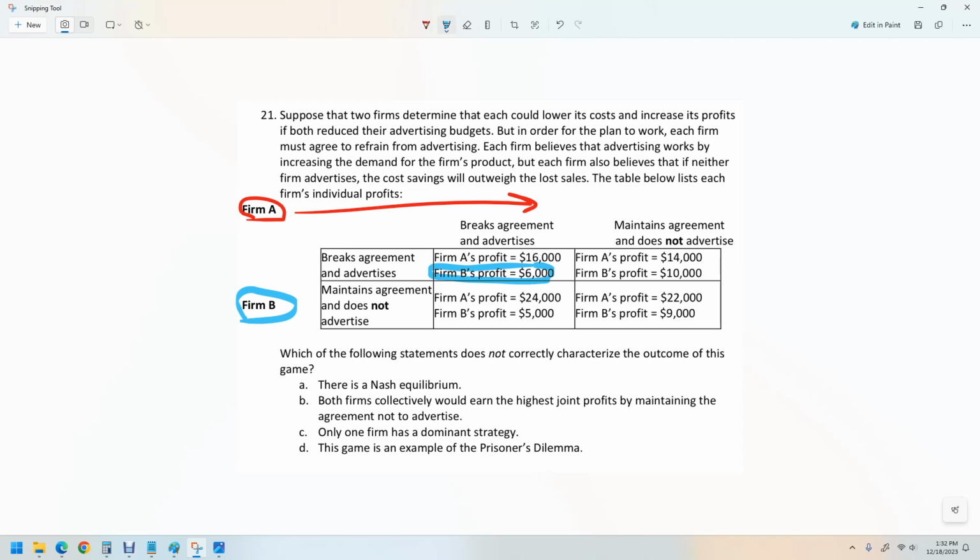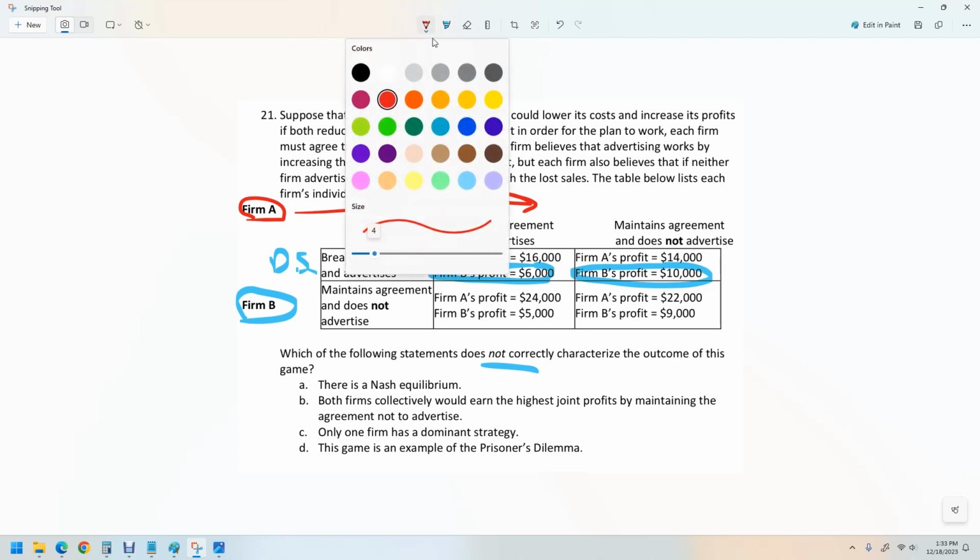Then over here, if firm A decides to maintain the agreement, what is better for firm B? To break the agreement and get 10,000, or not break the agreement and get 9,000? It is better to break the agreement and get 10,000. So we're going to circle that. And what that tells us is that firm B has a dominant strategy to break the agreement. Okay. So this is sort of a true or false question, which does not characterize this. Since we're doing this for practice, we'll get there in a second. Let me make this a little smaller.